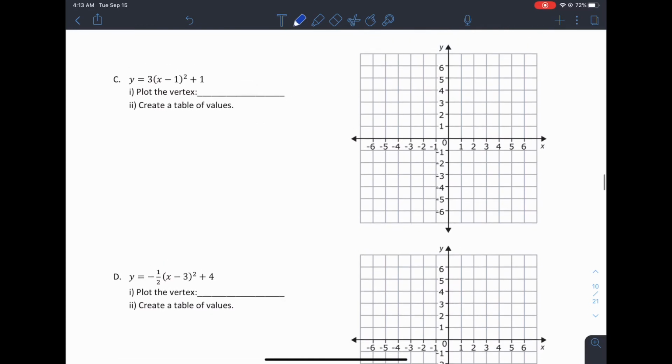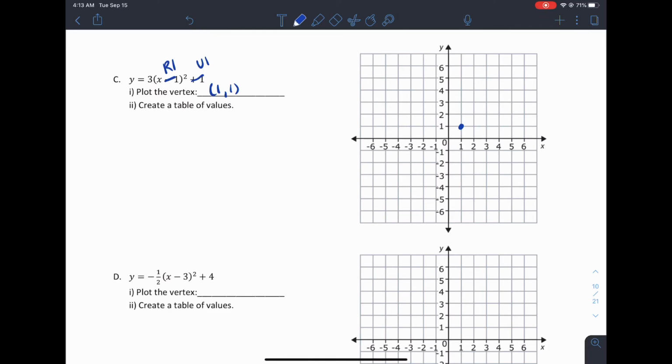Let's try another one. This one's a little bit harder. First thing you want to do is find the vertex. Now remember that a value of 3 here, where it's y equals 3 times x minus 1 squared plus 1, that 3 does not change the location of the vertex whatsoever. It's only here where it's telling me to go right 1 and up 1. So I'm going to go right 1, up 1, drop a point, and now I've used these numbers. My vertex is at 1, 1.